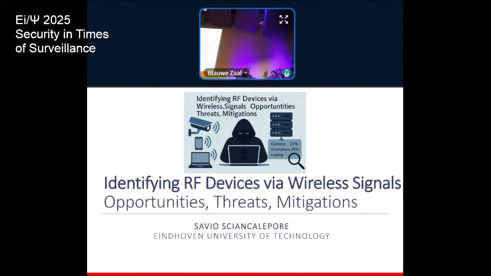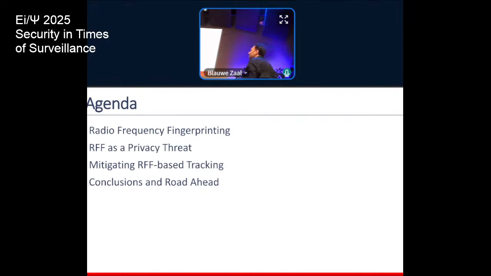In particular, I will discuss another usage of a technology that is better known as radio frequency fingerprinting, something that is widely used as an additional security layer for wireless devices, but looking at it from another perspective, it can also be used to threaten the privacy of users by tracking the wireless devices in their possession. That's a brief agenda of what I will discuss.